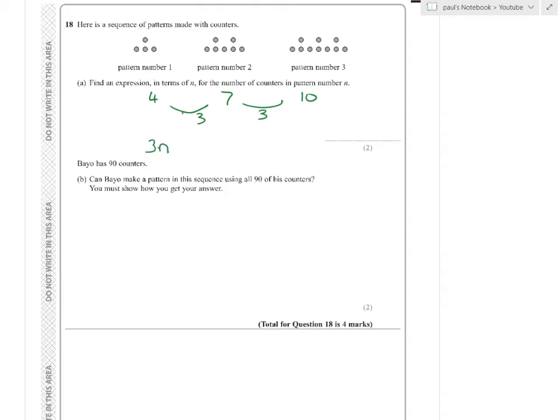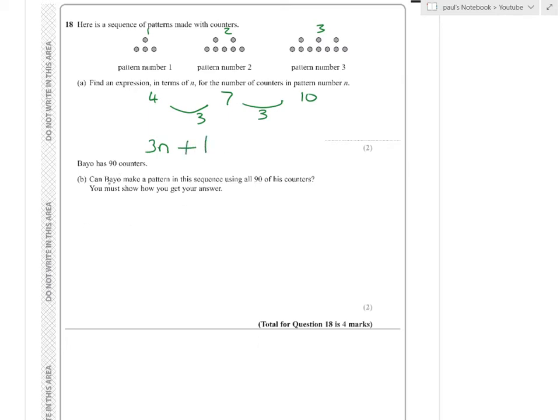Now, do we have to add? These are the n numbers: 1, 2, 3. So 3 times 1 is 3, plus 1 will make 4. 3 times 2 is 6, plus 1 will make 7. 3 times 3 is 9, plus 1 is 10. So it's 3n plus 1.